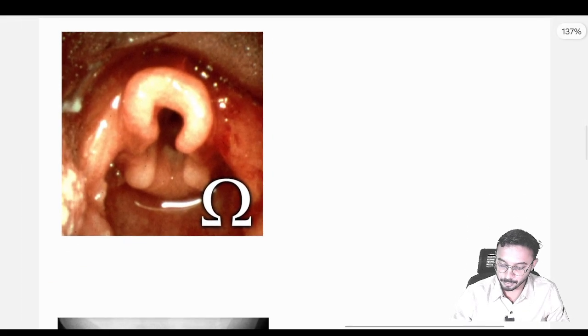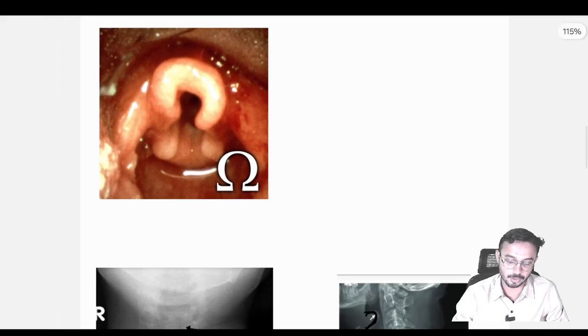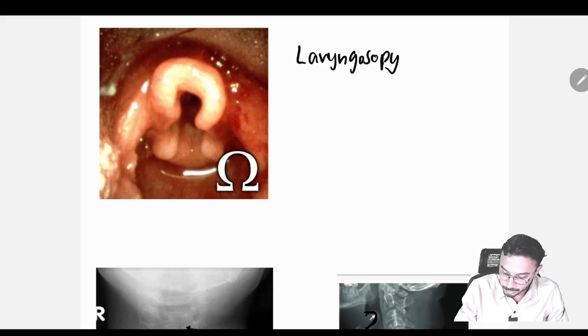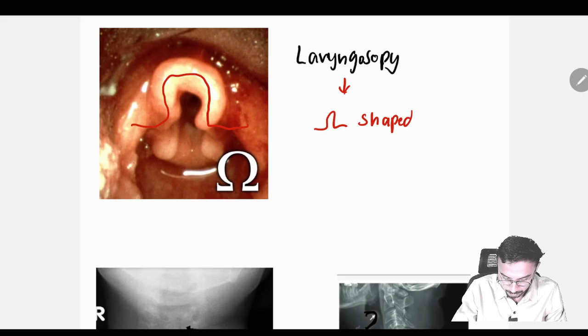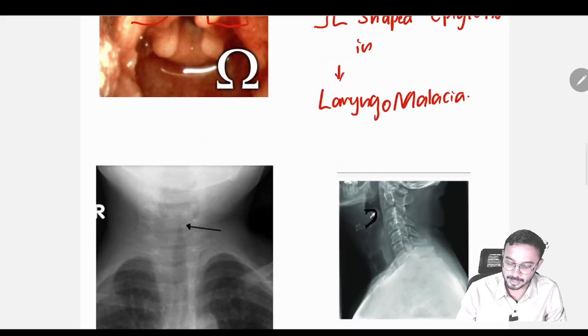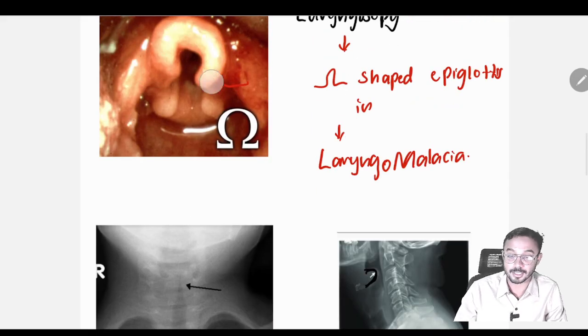And what is this epiglottis? On laryngoscopy, what you will find is an omega sign. On laryngoscopy, you find an omega-shaped epiglottis. Where will you find this? In laryngomalacia. I have taught this in my earlier classes also. So this is an omega-shaped epiglottis on laryngoscopy.